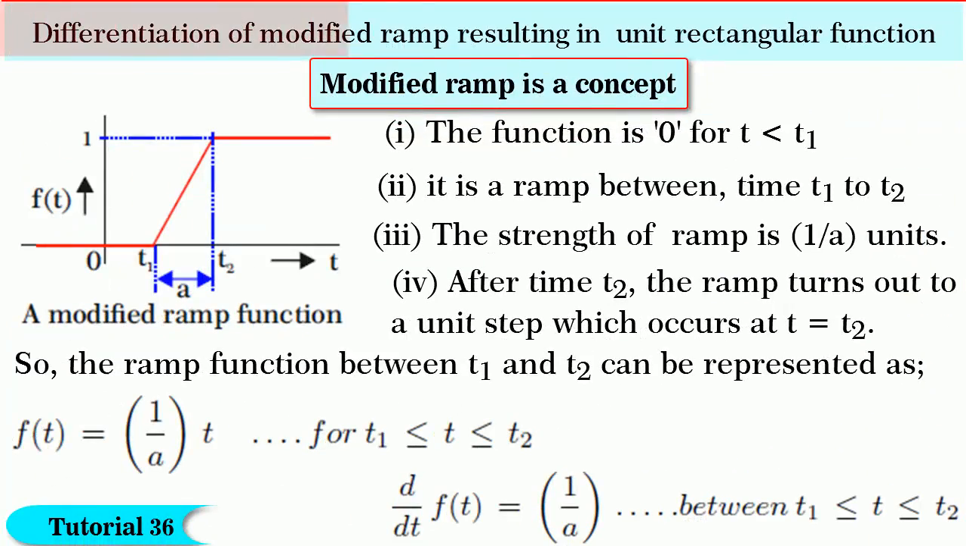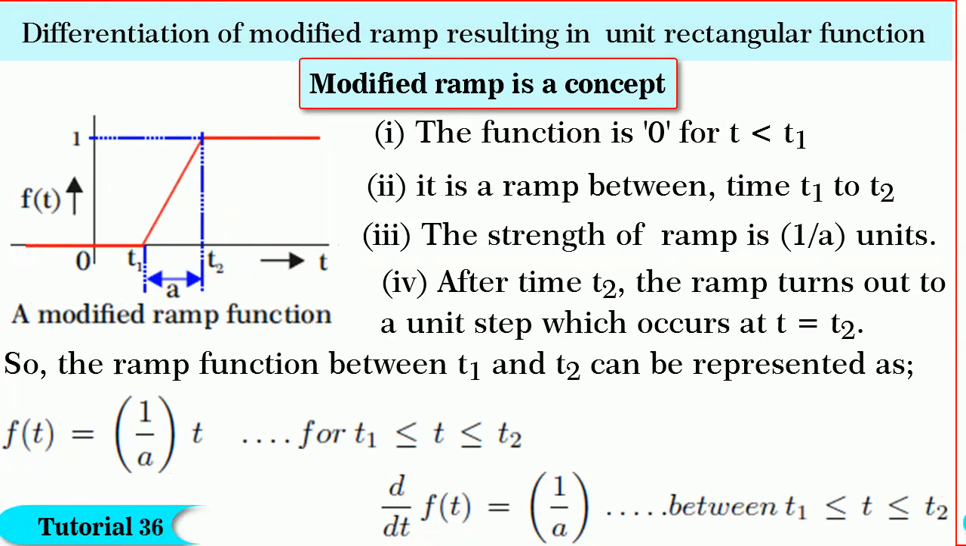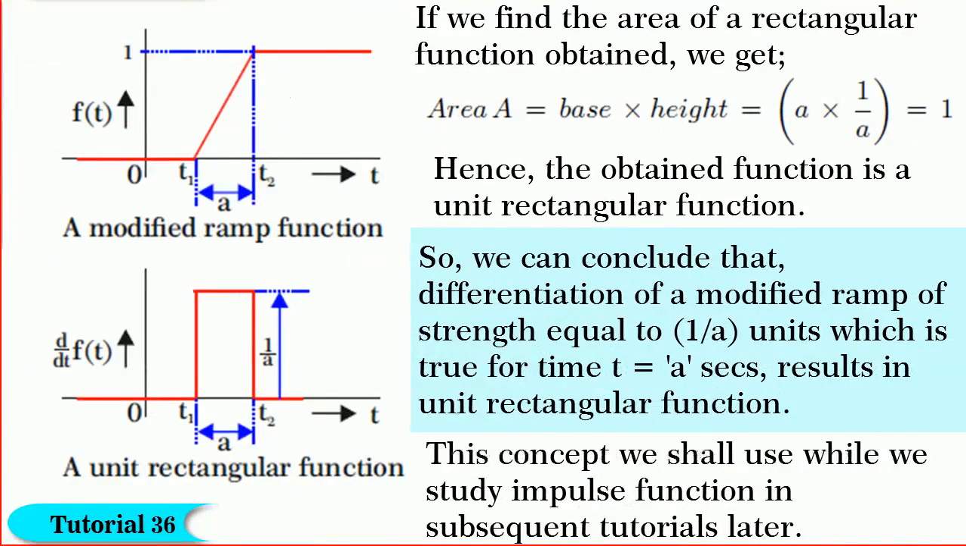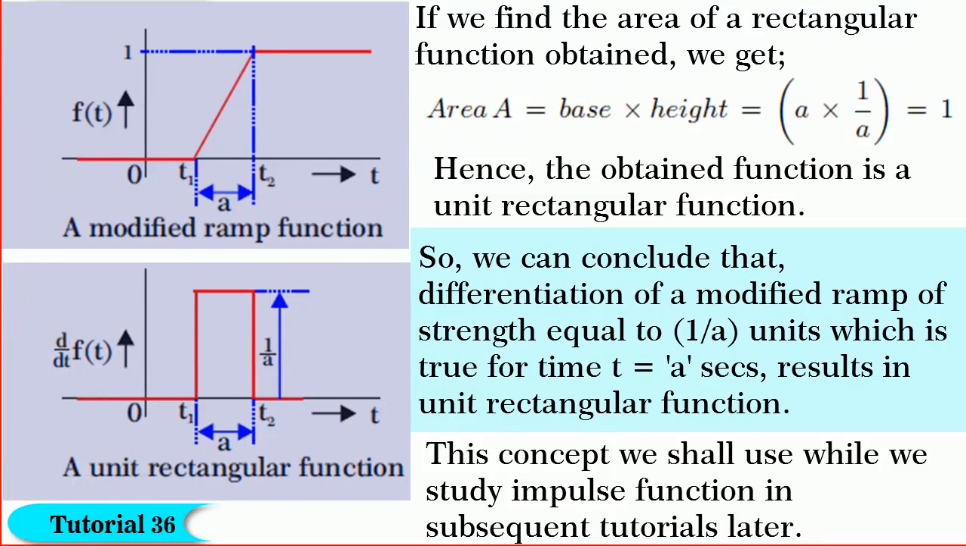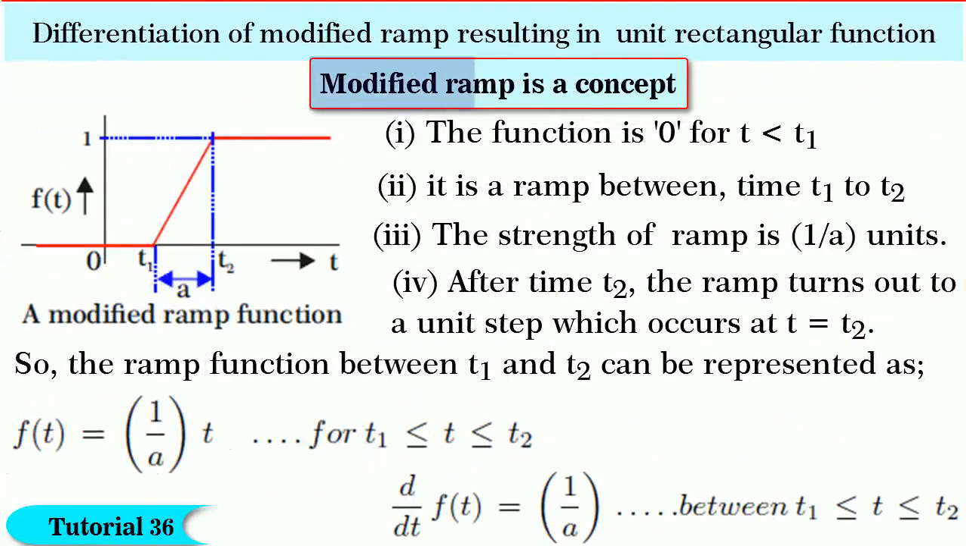Friends, next we shall study an interesting function which is called a modified ramp. It is interesting to note that the differentiation of a modified ramp results in a unit rectangular function. Friends, modified ramp is a concept. Observe the function shown in the figure. The function is 0 for t less than t1. It is a ramp between time t1 to t2. The strength or the slope of this ramp is 1/a units.